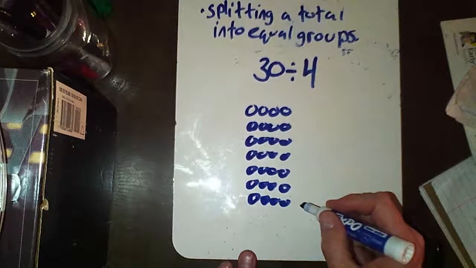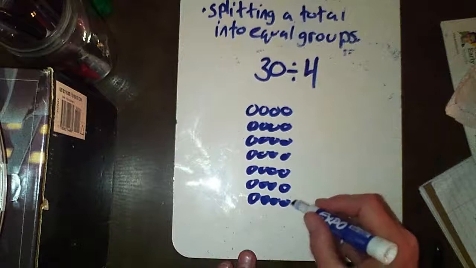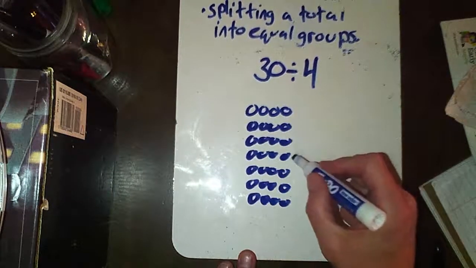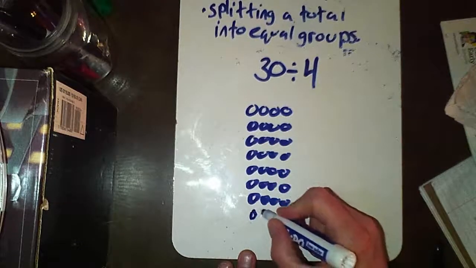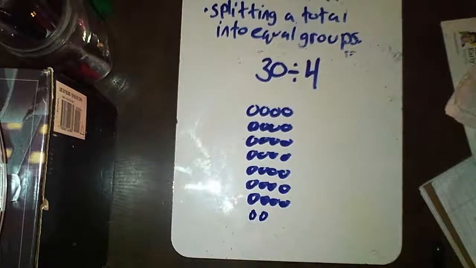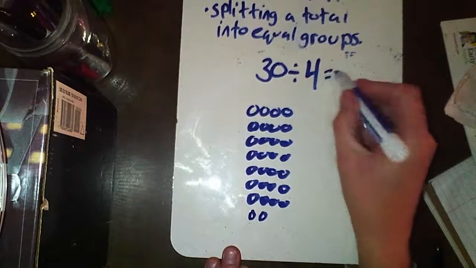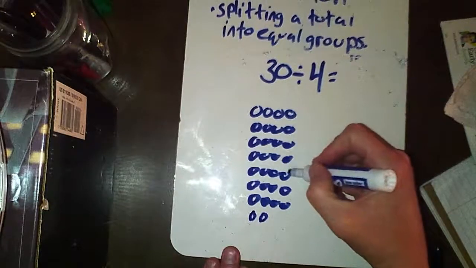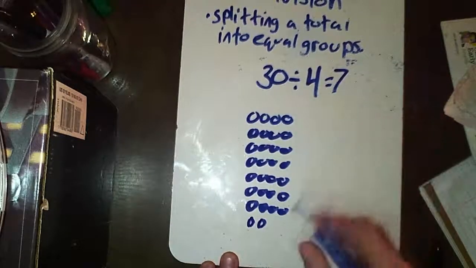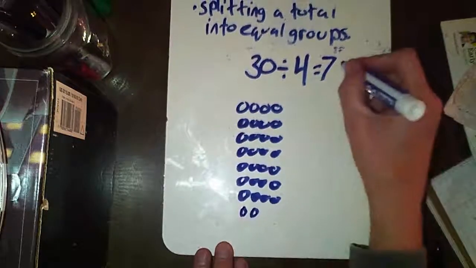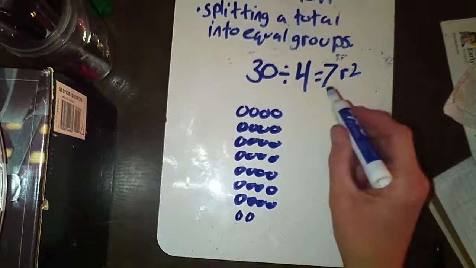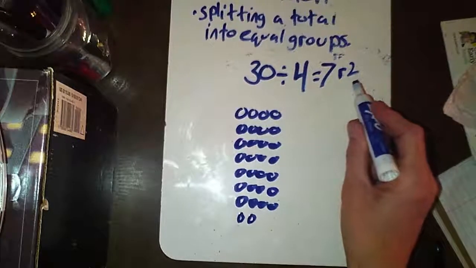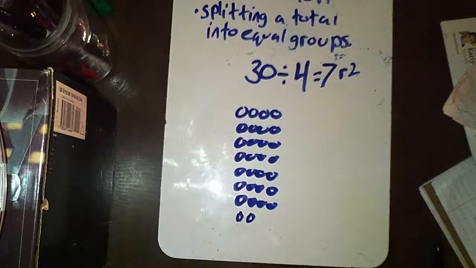Can we make any more groups of 4? I don't think so, because 28 plus 4 is 32, right? We've got 28 right now. 4, 8, 12, 16, 20, 24, 28. We got to get to 30. So 29 and 30. So now let's see. What's the quotient? How many groups of 4 could we make? 1, 2, 3, 4, 5, 6, 7. We could make 7 groups of 4. But what do we got left over? We got 2 left. We have 2 that are a remainder. So 30 divided by 4 is 7 with the remainder of 2.